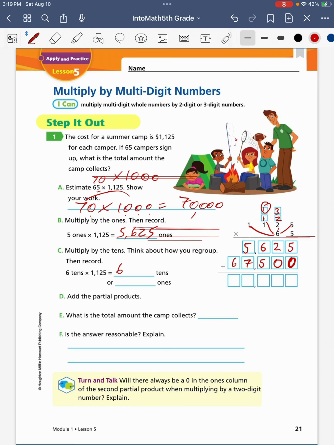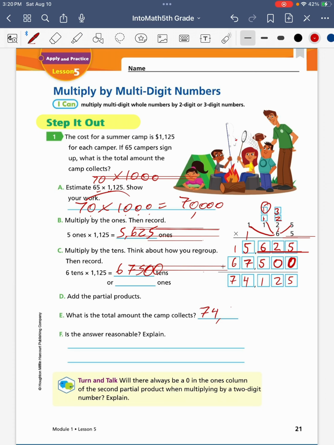Now that I have the 6,750 tens, okay, so now I add these all up. I have 5 plus 0 for a total of 5. 2 plus 0, 2. 6 plus 5 is 11, carry a 1. 5 plus 7 is 13, plus 1 for 14. Additional 1 plus 6 is 7.